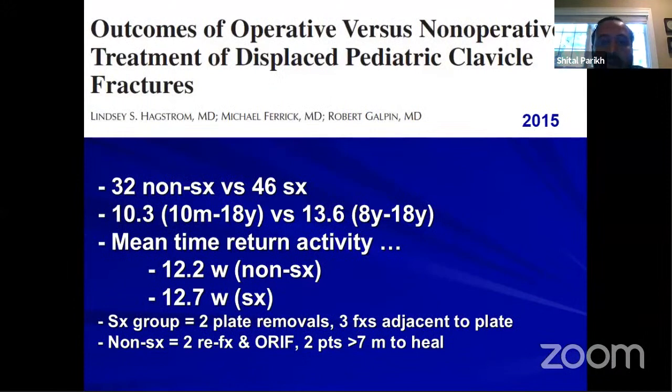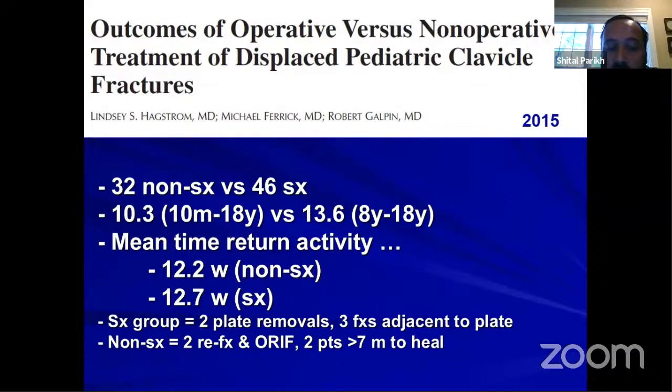For the outcomes of displaced pediatric fractures, here is a series of 32 non-operative treatment versus 46 surgically treated patients. The main thing is the bottom 2 lines. What are the issues with surgical treatment? Some of them may need the plate to be removed. And there were 3 fractures adjacent to the plate. We have seen peri-implant fractures, where a second surgery is required to fix the stress fracture at the end of the plate, especially in younger patients.